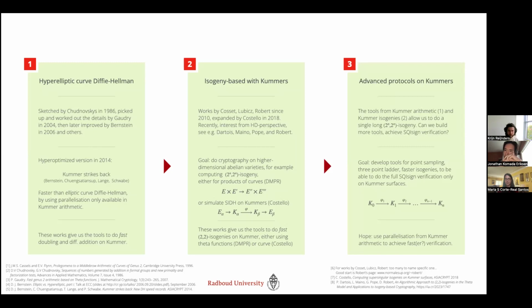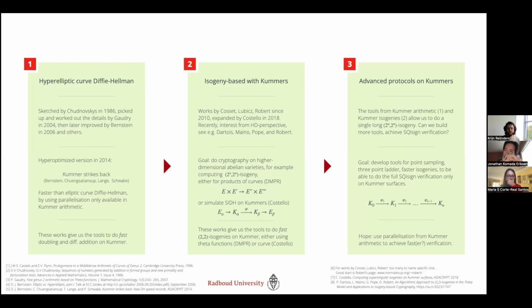We want to do some more advanced protocols on Kummer surfaces. So we have the tools for Kummer arithmetic and for Kummer isogenies, so we can do very long 2n-to-n isogenies. Is that enough to do SQIsign verification, for example, on Kummer surfaces, or not? Do you need more tools there?